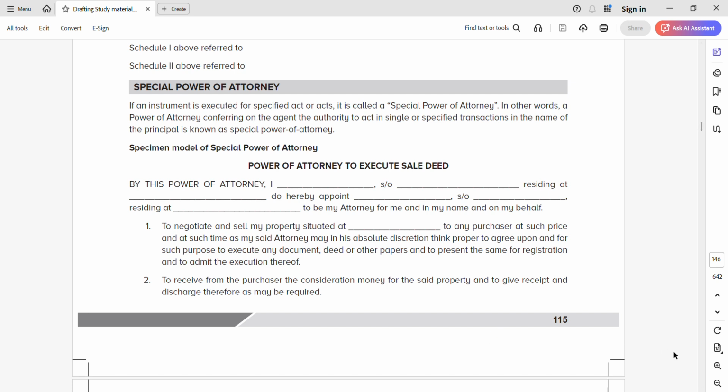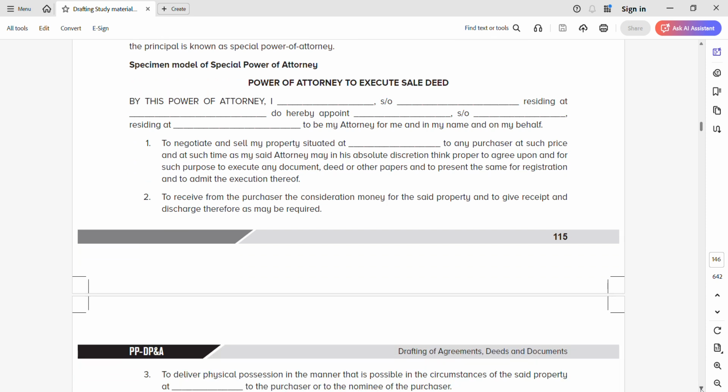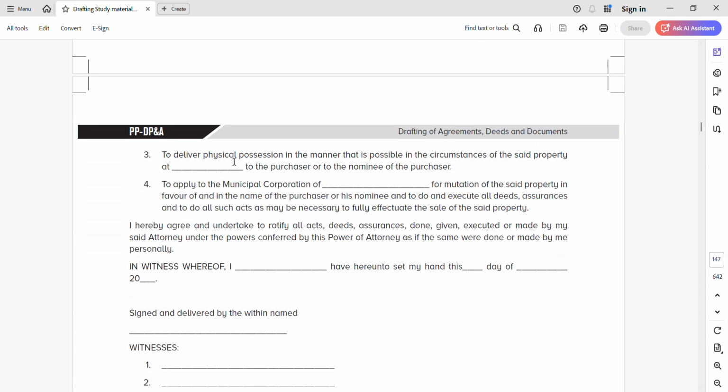So moving on to the next. To deliver physical possession, because money is obtained and all those things, what is the end objective? The property should be given, and to apply to the municipal corporation for mutation of the said property in favor of the purchaser or his nominee. These are very important. So just 4 points. Like this, target at least the small drafts which might come for 5 to 7 marks, so that you don't lose any marks on it.